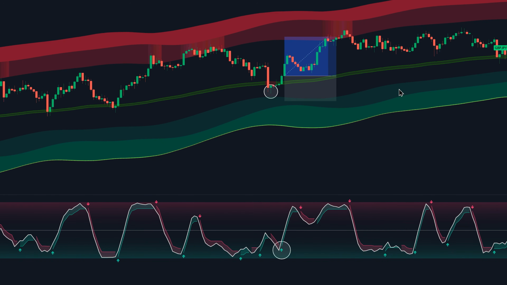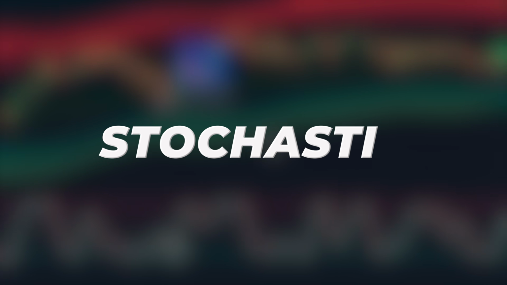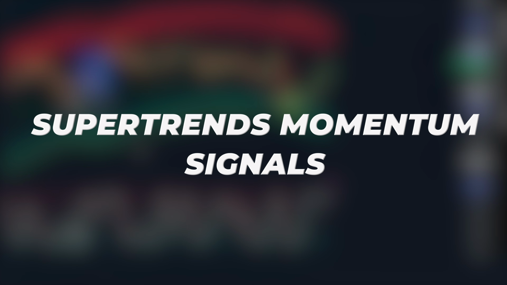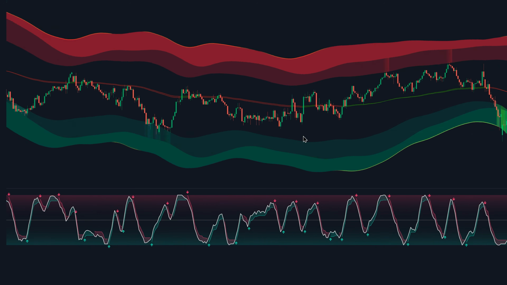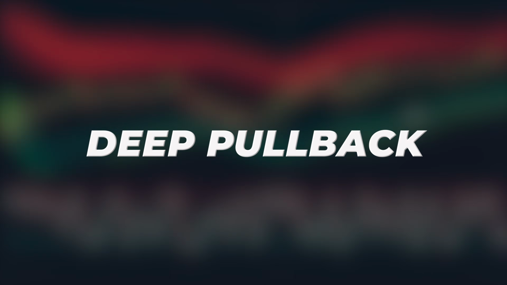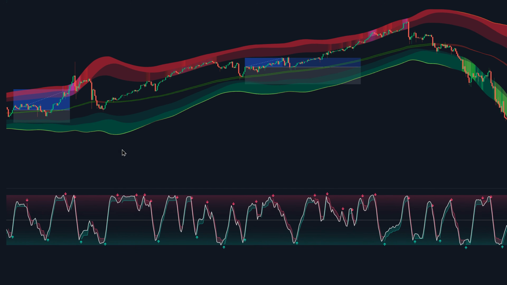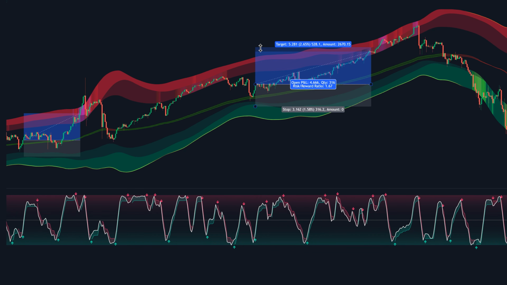In summary, this strategy combines the clarity of the Stochastic SuperTrend's momentum signals with the trend and overextension analysis from the Market Oracle. By waiting for all the conditions to align, the correct trend, a deep pullback to the wave bands, a signal arrow, and a confirming candle close, you can build a very robust and complete system.